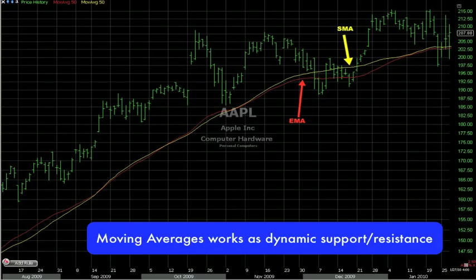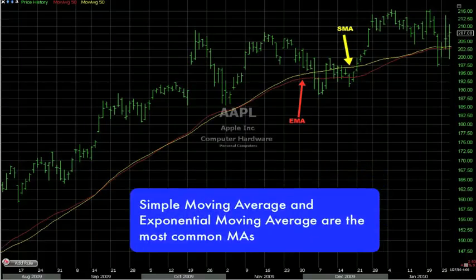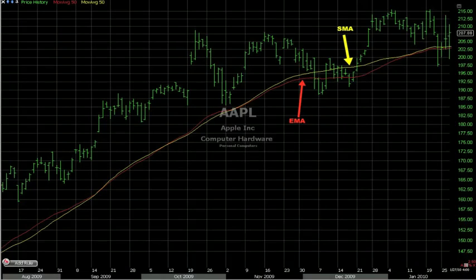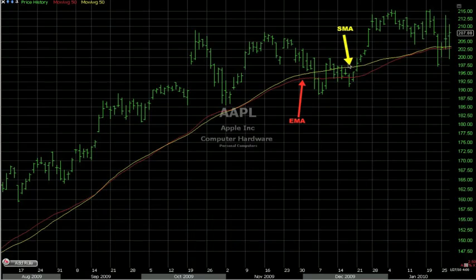Traders often keep an eye on these MAs, which partly results in a self-fulfilling prophecy. The simple moving average, the SMA, or the exponential moving average, the EMA, is the most common MA. Simple moving average is created by calculating the average price of a stock over a certain amount of bars. So a 20 simple moving average on a daily chart will show you the average price for the last 20 daily bars. So here we'll have the average price of the last 20 bars.